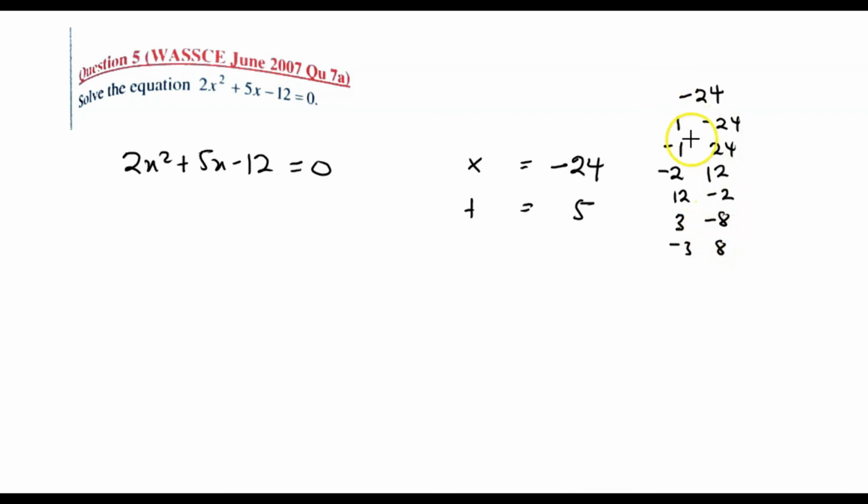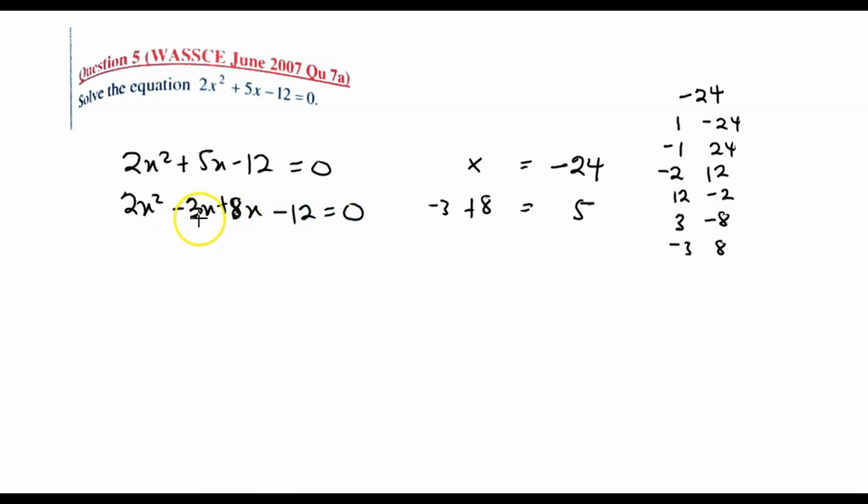Now, when you consider the pairs of factors I've written here, you realize that since we want a positive 5, then it means that 8 and negative 3 will be the perfect pair that needs to be used to replace the 5x. So it means we are going to have negative 3 and positive 8 to be the pair that will replace 5x. So we have 2x squared minus 3x plus 8x minus 12, and that must be equal to 0.